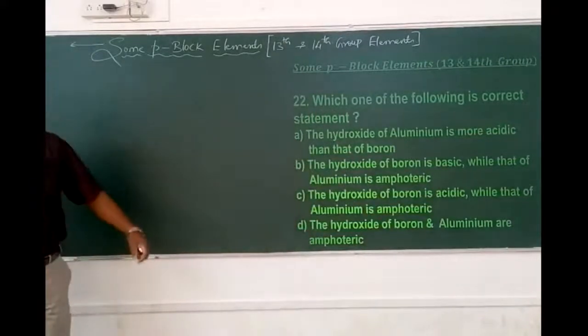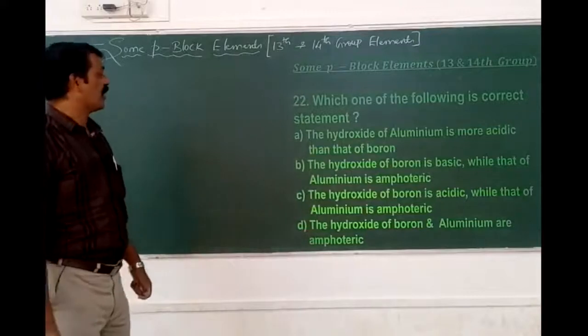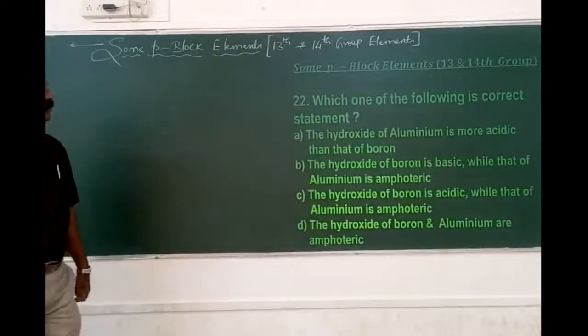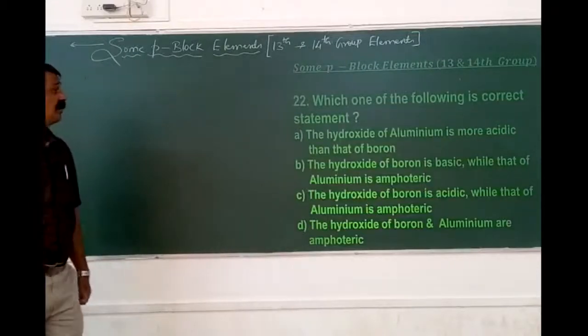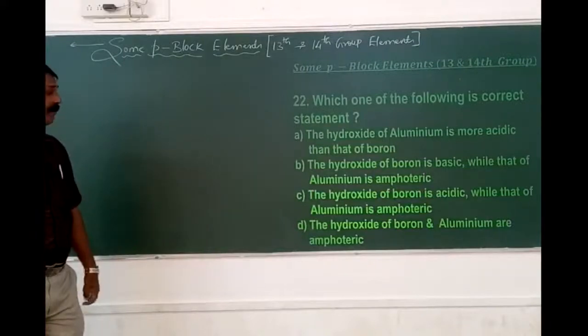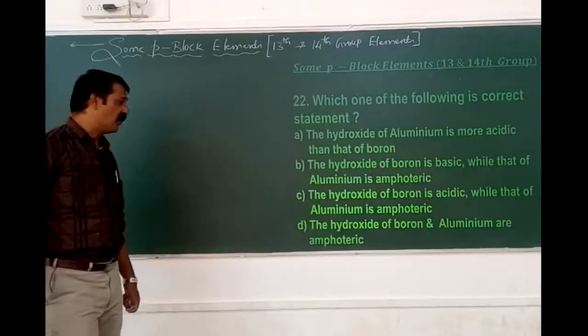Which one of the following is correct? The hydroxide of aluminum is more acidic than that of boron. The hydroxide of boron is basic while that of aluminum is amphoteric. The hydroxide of boron is acidic while that of aluminum is amphoteric.